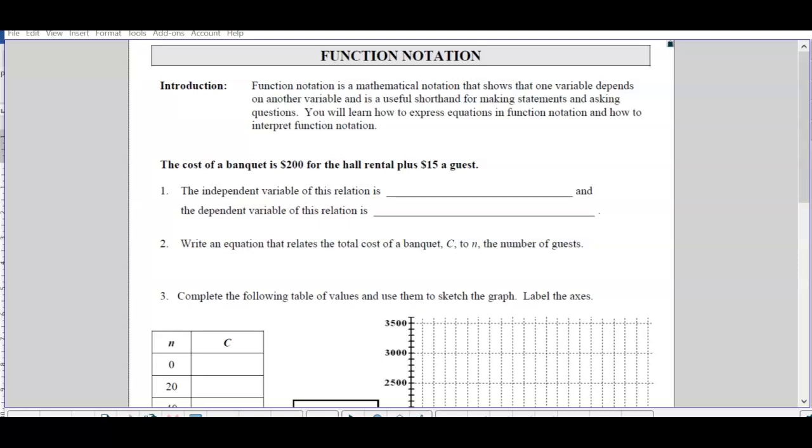So here we're starting with an application question. The cost of a banquet is $200 for the hall rental plus $15 a guest. The independent variable of this relation is which? So think about what depends on what. If we're talking about cost and guests, well, the cost of the rental hall depends on how many guests there are. So the independent variable would be the number of guests. I sometimes abbreviate it to the number symbol. And the dependent variable is the cost of the banquet.